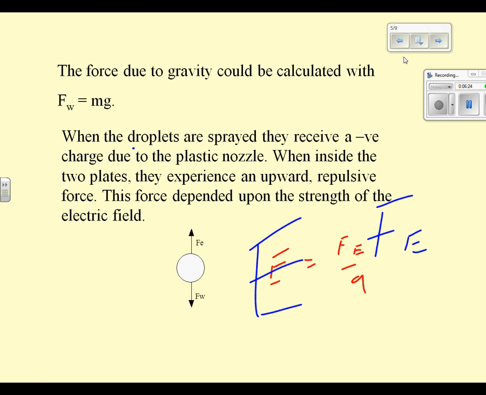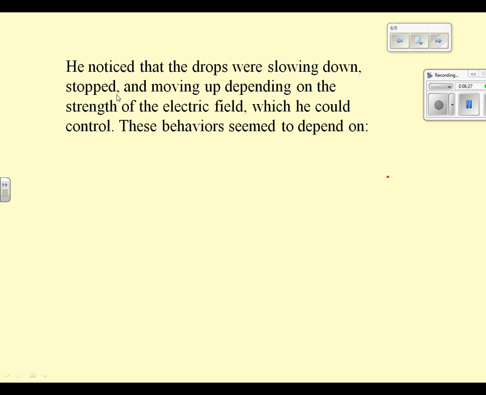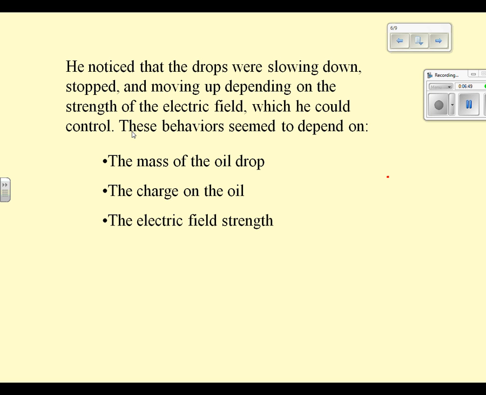Okay, we're doing good. He noticed that the drops were slowing down, stopping, moving up, depending on the strength of the electric field, which he could control. And these behaviors seem to depend upon the mass of the oil droplet. The greater the mass, the greater the gravitational pull down, right? The charge on the oil: the greater the electric charge, the more force there is up. And the electric field strength, which he could control with a knobby thing.